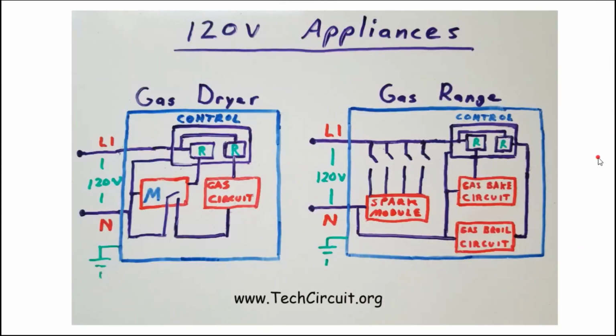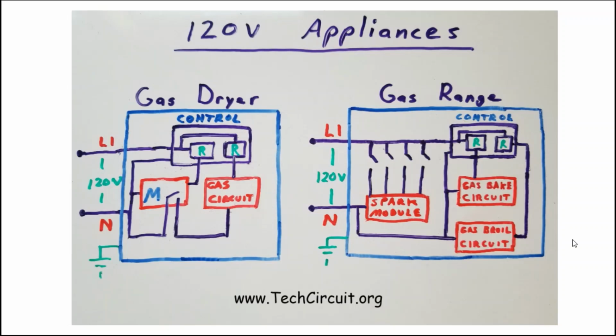So let's take a look at 120 volt appliances. With some exceptions, most gas ranges and dryers use only 120 volts. Heat for cooking and drying is produced by gas combustion. Thus, there is no need for 240 volt supply in most cases. Notice that the voltage to the gas dryer is derived from L1 to neutral. So you're just going to have a power cord that has a ground, a neutral, and an L1.